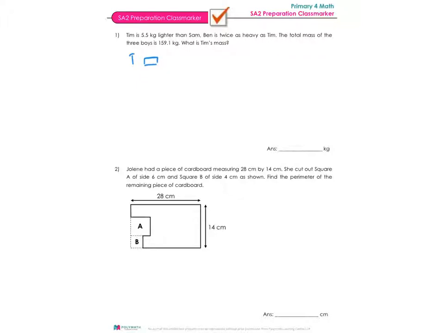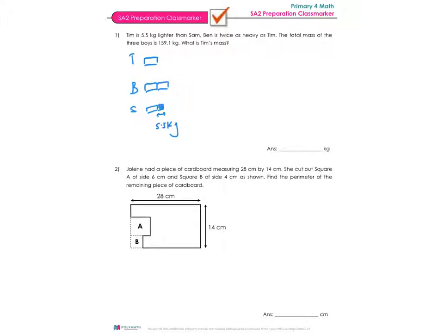Then you know that Ben is twice as heavy as Tim. So Ben will be 2 units. Alright, Sam. I will estimate that Sam is lighter than Ben, okay? Because 5.5 kg is unlikely to be more than a unit. So I will draw it 1 unit plus 5.5. So this portion will be 5.5.